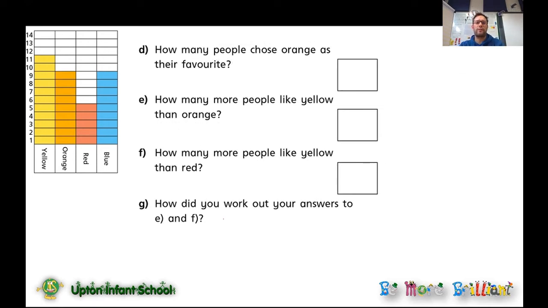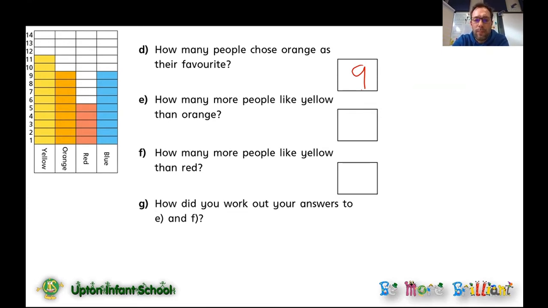Here's a few more questions for us. Okay, question D says, how many people chose orange as their favorite? Can you work that one out? So the orange goes all the way up to 9. Oh, now the next one, we've got a little bit more thinking about here.